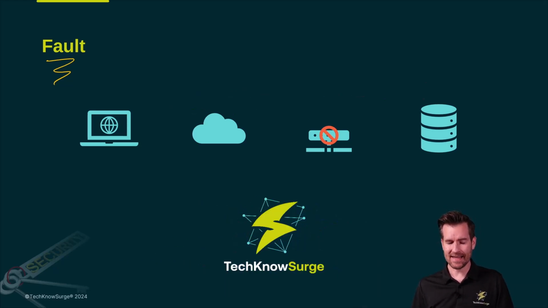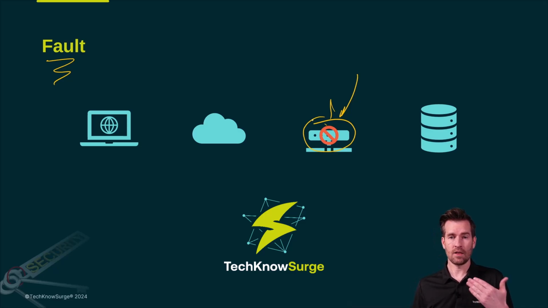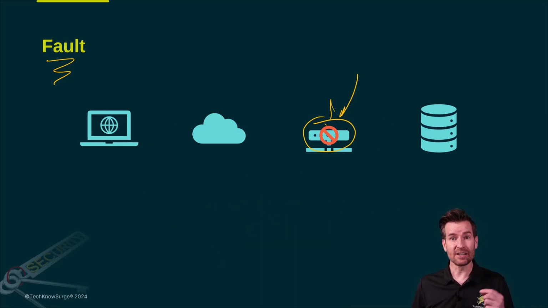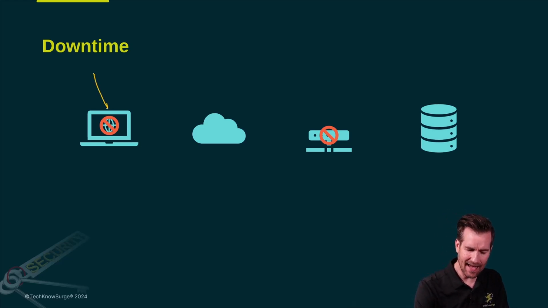So let's give an example of this. Let's say there is software on this web server right here that's hosting out the web services, and there's an error on that. And so that service stops working. That's a fault. And what that does is it creates a downtime.